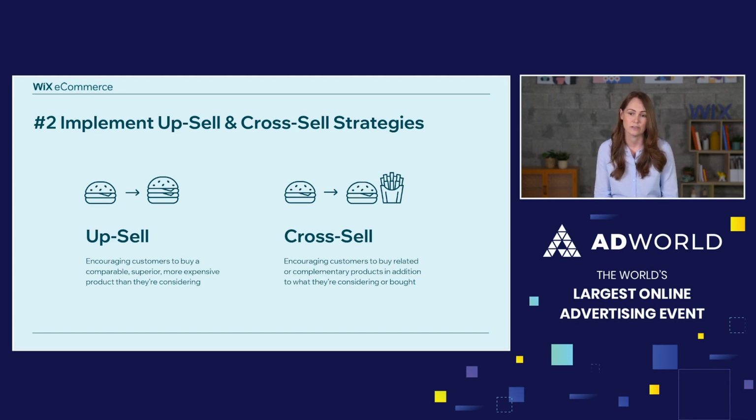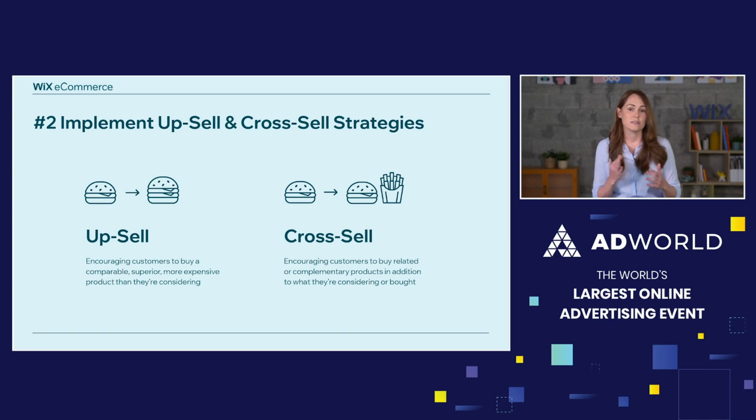they're actually considering. So let's say you want to buy a burger and then the salesperson convinces you to take the deluxe superior burger that costs 20% more. In a cross-sell situation, you're trying to encourage customers to buy related or complementary products in addition to what they're already buying. So again, think about that burger. In this case, the salesperson convinces you to take a side of fries along with that burger.